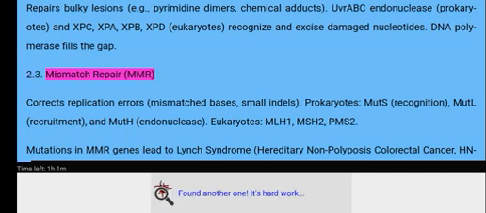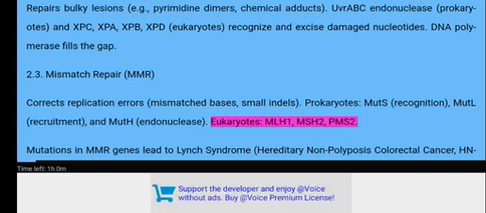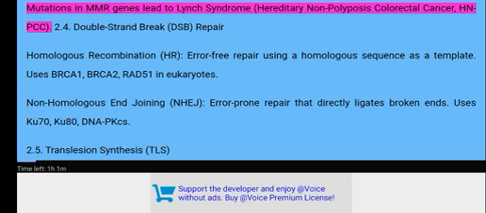2.3 Mismatch repair, MMR. Corrects replication errors, mismatched bases, and small indels. Prokaryotes: MutS recognition, MutL recruitment, and MutH endonuclease. Eukaryotes: MLH1, MSH2, PMS2. Mutations in MMR genes lead to Lynch syndrome, hereditary non-polyposis colorectal cancer, HNPCC.